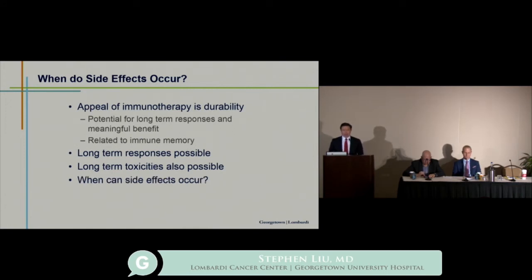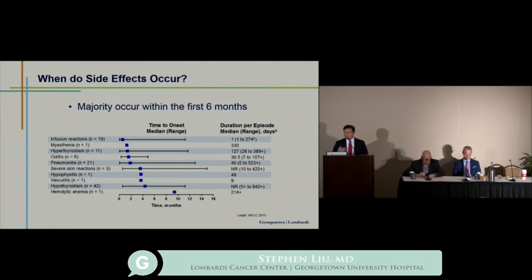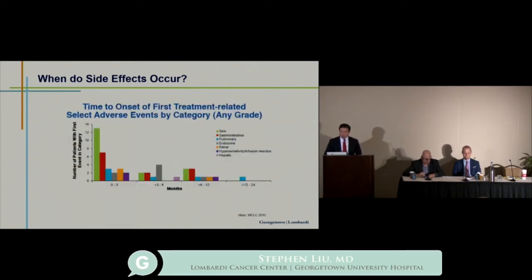And so when can side effects occur? Really any time. Some of our early data suggested that the majority of side effects occur within the first 6 months. Now, to be fair, during the first 6 months of therapy, there are more people on a trial receiving immunotherapy. And while there are curves that would suggest skin toxicity would occur first, followed by GI toxicity, followed by lung toxicity later, I think the important thing to remember is that that risk never really goes away.